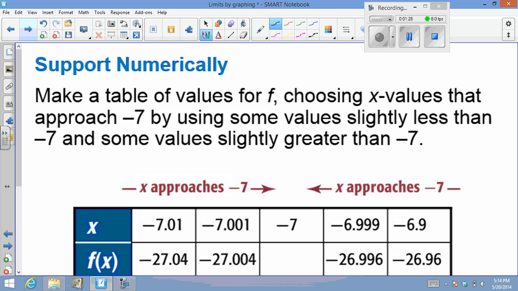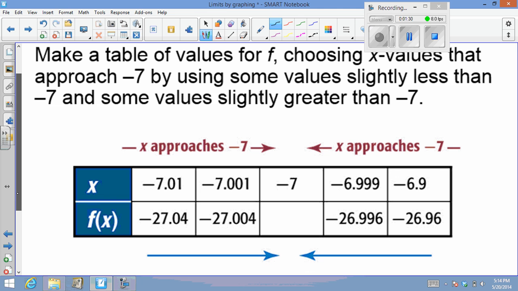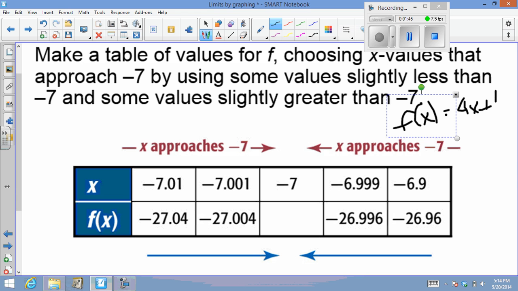If I look at my table, I can make a table of values. I can put the numbers in for x and find out the limit as x approaches -7, remembering that we're using the function f of x equals 4x plus 1. So I will have my function, and I could put in -7.01, and I could put in -7.001. I could also go on the other side of -7 and have -6.99 and -6.9.